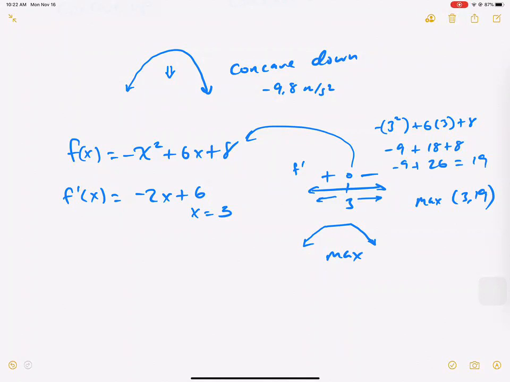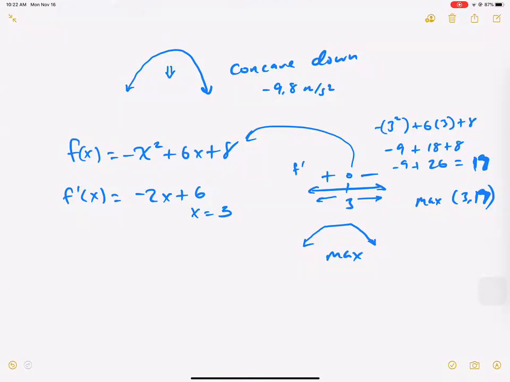Okay, all right, moving on. Wait, whoops, not 19, dang it. This is 26 minus 9, so 17, right? Yeah, 17, 3 comma 17. So we know where the max happens, and this is all from our first rule. Our first derivative test helped us find that this was a critical point. The critical point led to a change in slope from positive to negative, so we have a maximum.